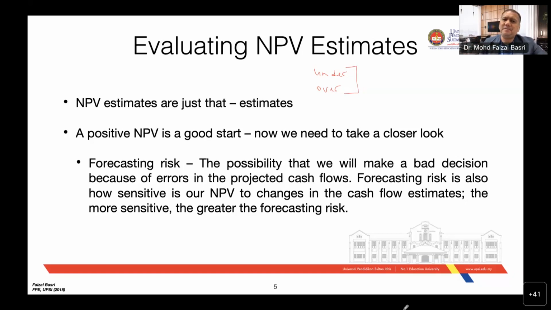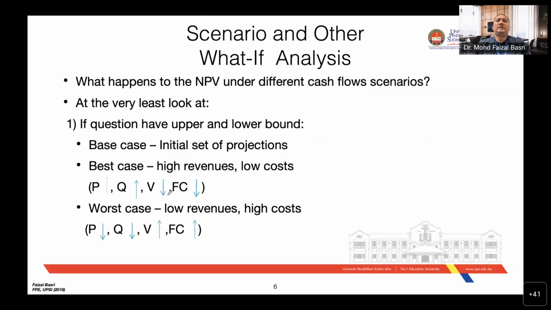Okay, so therefore, to get a better decision, one of the things that we're going to do is to have one of the analyses I mentioned earlier, the sensitivity analysis, because we want to see how sensitive our forecasting or the results of our analysis are to changes in one or more variables. Okay. So this would be our first type of analysis based on scenario analysis. Okay, scenario, or sometimes it's also known as what-if analysis. What if, put a question mark.